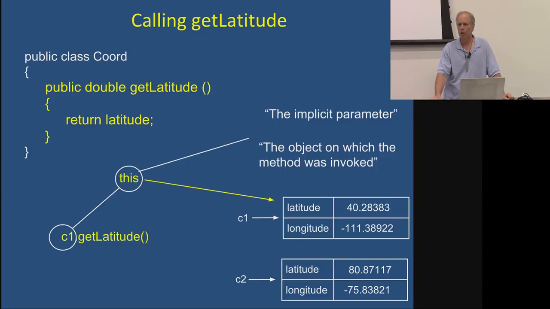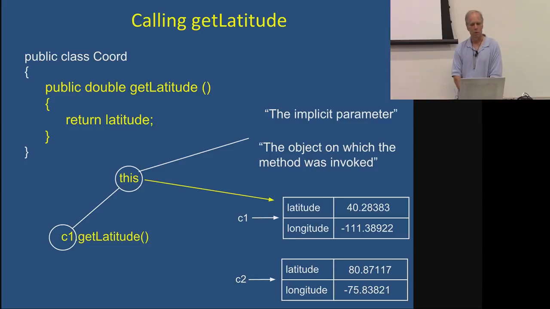Okay? It's often called the implicit parameter. So this is called the implicit parameter. It is a parameter to getLatitude, but doesn't show up in the list of parameters. The parameter list is empty. Every method of a class, every non-static method, takes this as a parameter. The method takes the object on which the method was invoked as a parameter. It has access to the implicit parameter. This makes sense as we go through more examples, but it takes some getting used to.